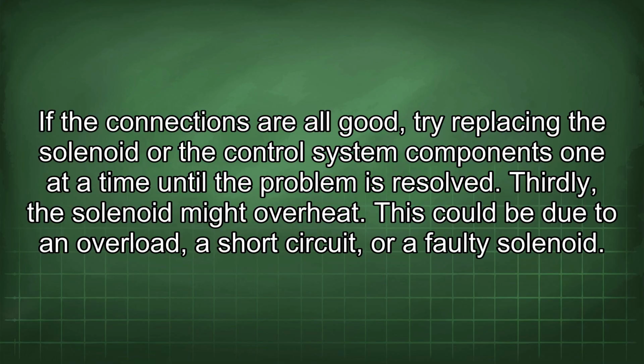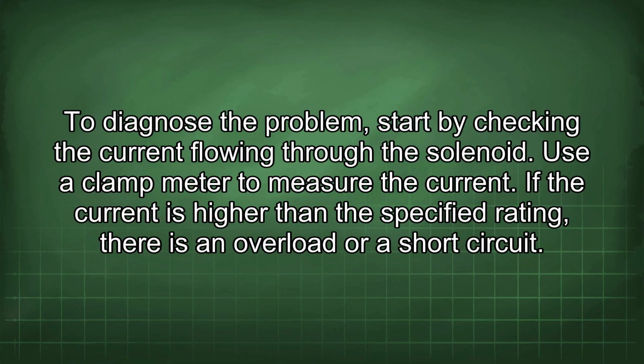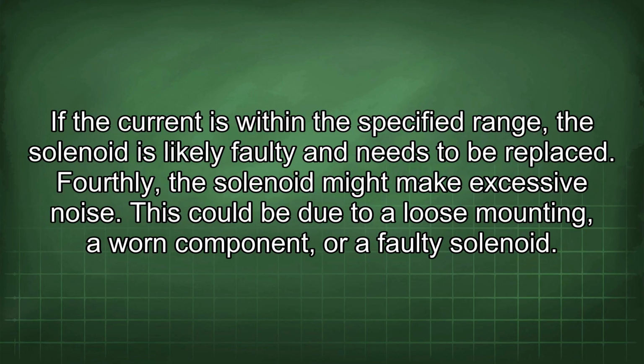This could be due to an overload, a short circuit, or a faulty solenoid. To diagnose the problem, start by checking the current flowing through the solenoid. Use a clamp meter to measure the current. If the current is higher than the specified rating, there is an overload or a short circuit. If the current is within the specified range, the solenoid is likely faulty and needs to be replaced.